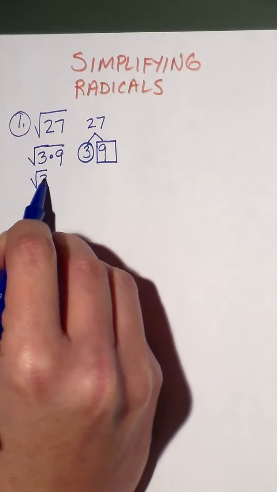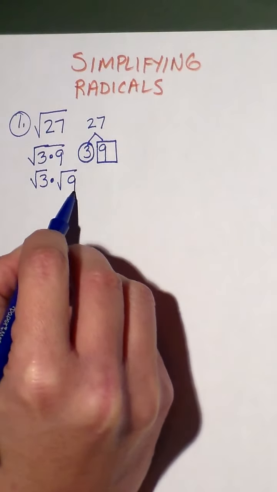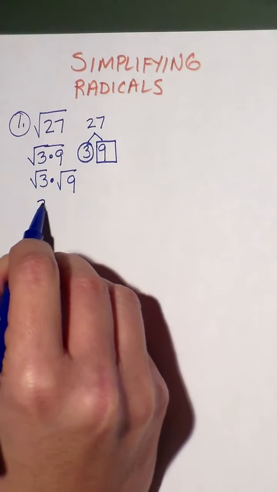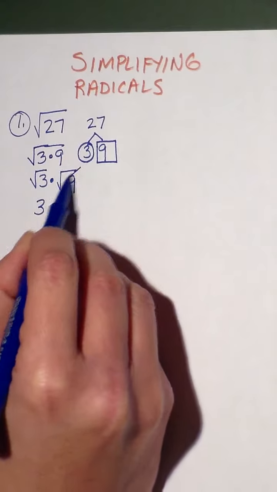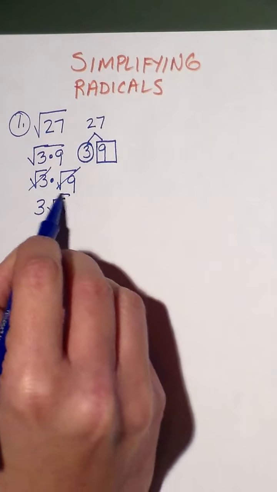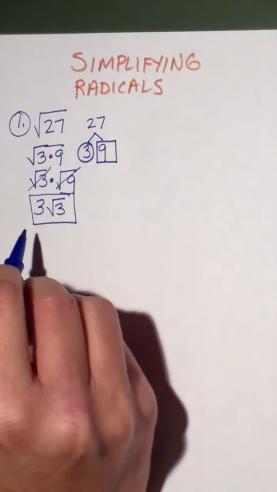Then I can separate those, square root of 3 times square root of 9. What is the square root of 9? 3. What about square root of 3? Can't do anything with it, it's just square root of 3, so there is your answer.